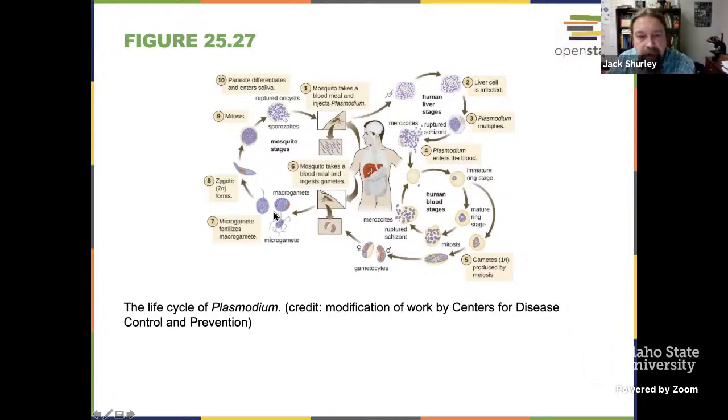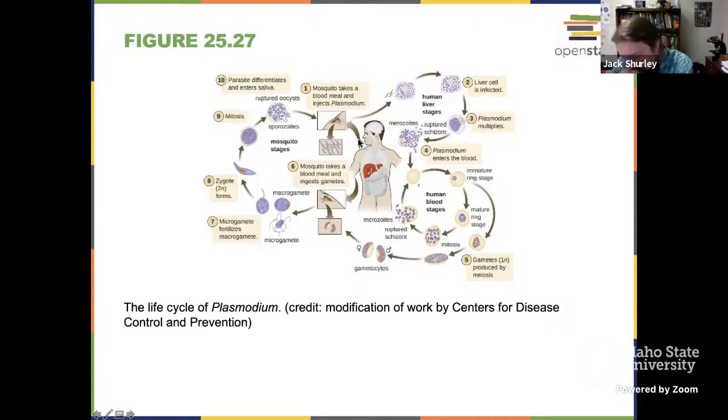Mosquitoes don't care if they feed on anybody, but the likelihood of Plasmodium being able to infect the cells, well, there's definitely variation with that. All right. So there are a lot of things happening here. We'll work through it real quickly.